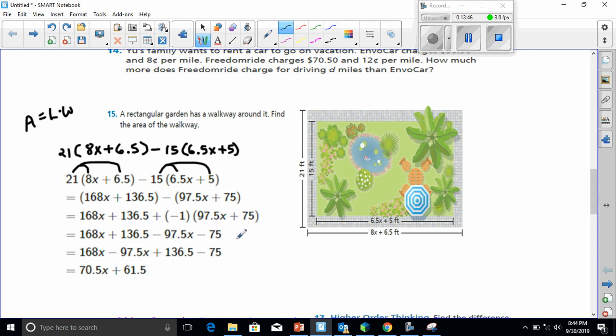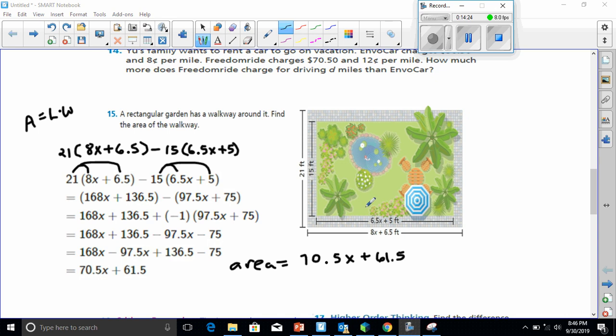And so our walkway, that's the difference. Our walkway, this is the area. The area equals 70.5x plus 61.5. All right.